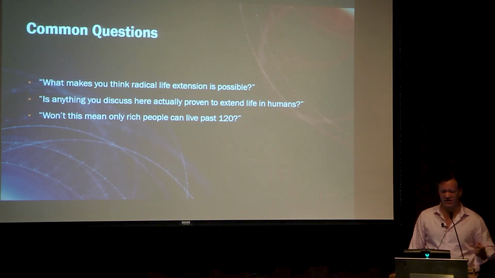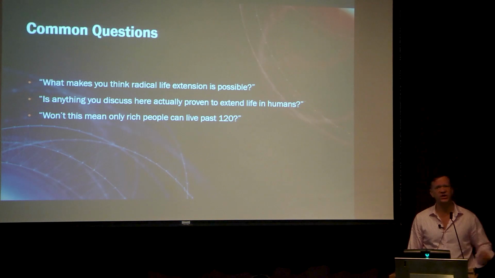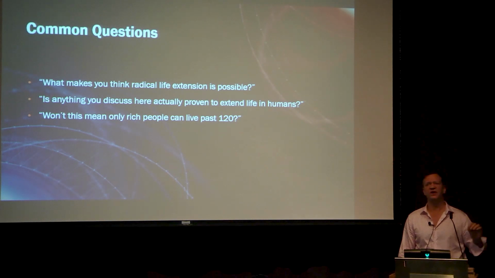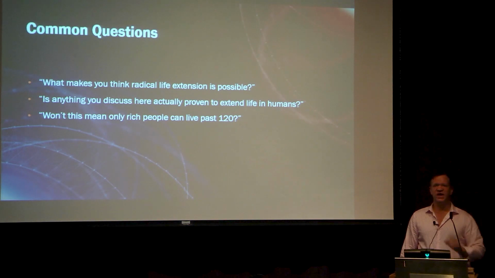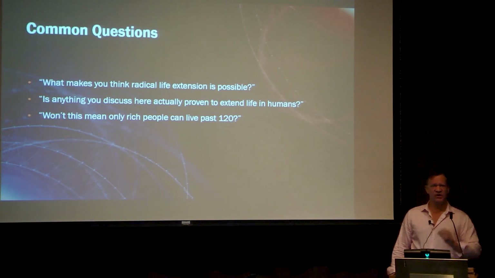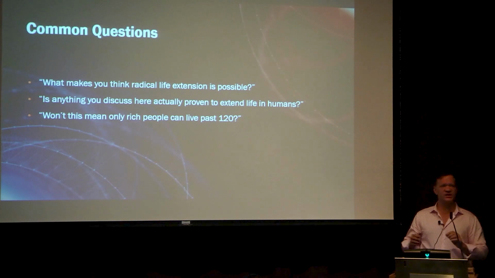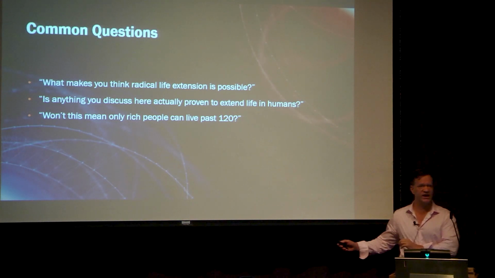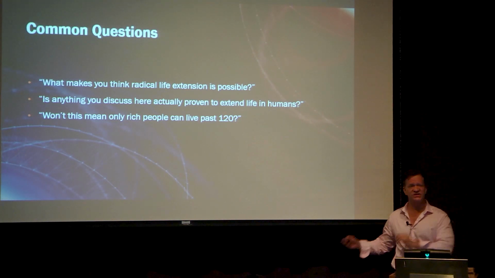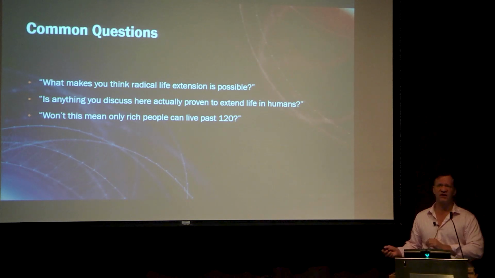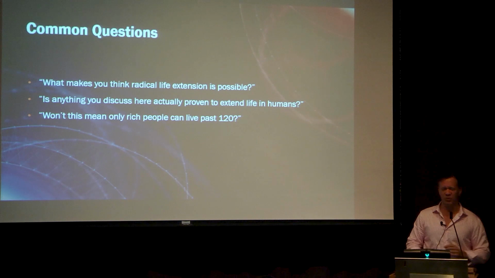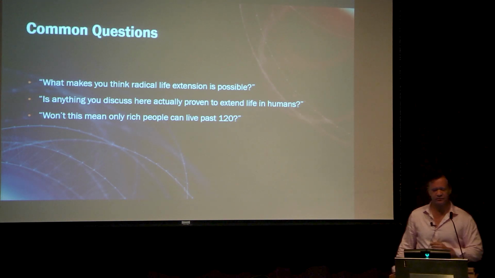Is anything you discuss here actually proven to extend life in humans? Well, the answer here is sort of, right? If you have an intervention that's going to make people live longer, you can't just give it to grandma. Grandma's 70 years old and say, okay, now let's wait until grandma turns 120 and see if she actually lives that long, because that takes 50 years. So you have to use other means to find out if your interventions are actually working. And we'll talk about some of those.